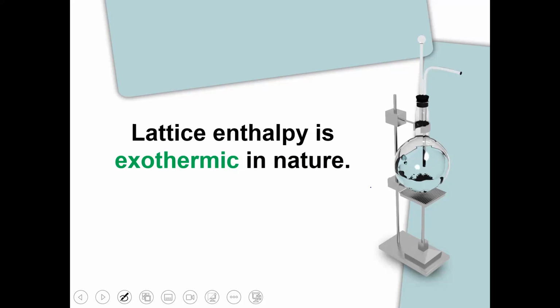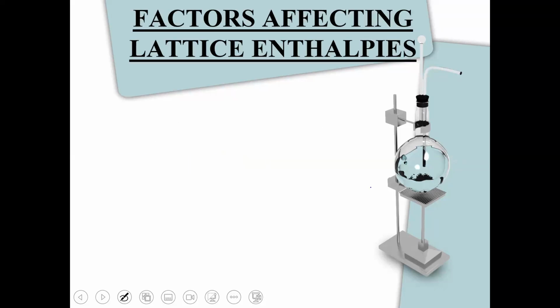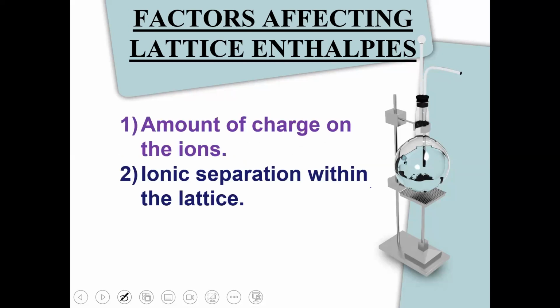I've copied. Factors affecting lattice enthalpies. The first is the amount of charge on the ion. Second, ionic separation within the lattice. Two things control the lattice enthalpy: amount of charge on the ion and ionic separation within the lattice. You have to copy this screen now.